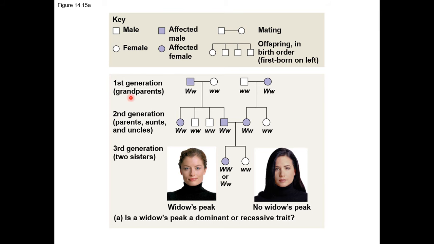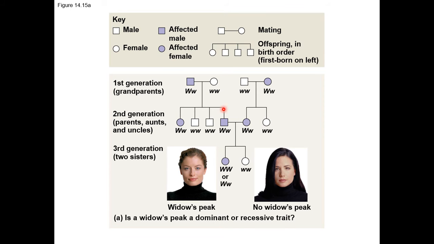So here it is. You got the grandparents. One has widow's peak, one doesn't. A square is for a male, and a circle is for a female. If it's shaded in, that means they're affected. This person has widow's peak, this person doesn't. This person has widow's peak, this person doesn't. Here's Grampy, here's Grammy. They then have a kid. Here's mom, and then you got auntie, here's mom, and then you got uncle, and then uncle, and then uncle, right? With this, you can see that this person has widow's peak, this person doesn't.